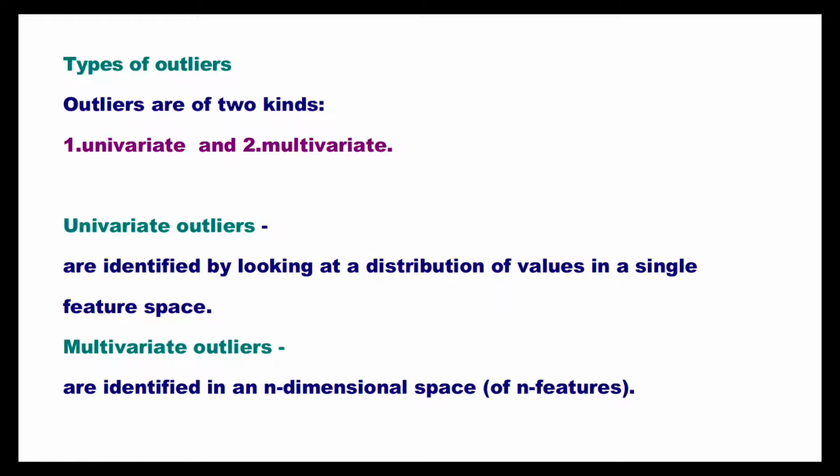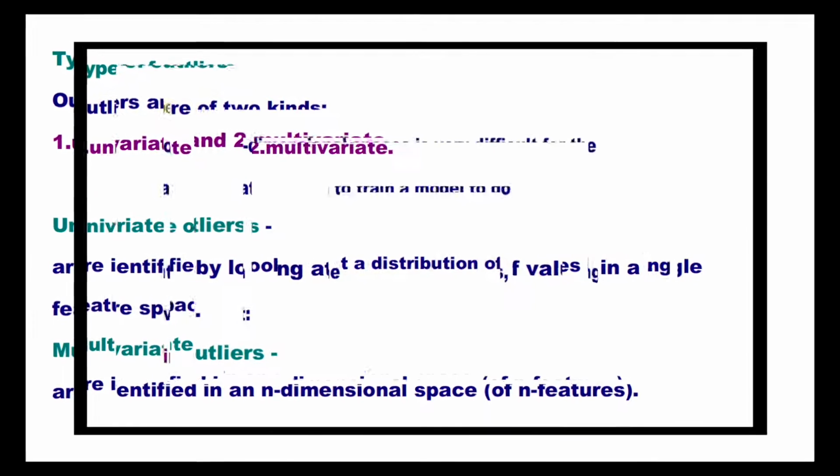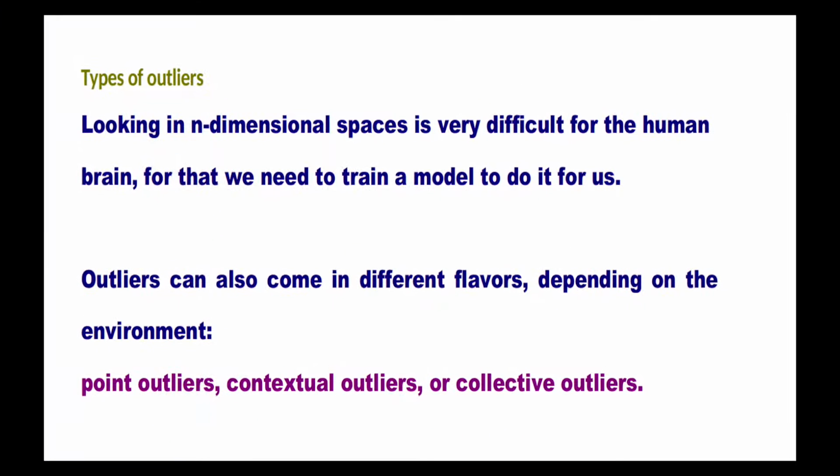There are different types of outliers. First one is univariate and the second one is multivariate. Univariate outliers are identified by looking at a distribution of values in a single feature space, whereas multivariate, as the name suggests, are identified in an n-dimensional space. Looking in n-dimensional space is very difficult for the human brain. For that, we need to train a model to do it for us.